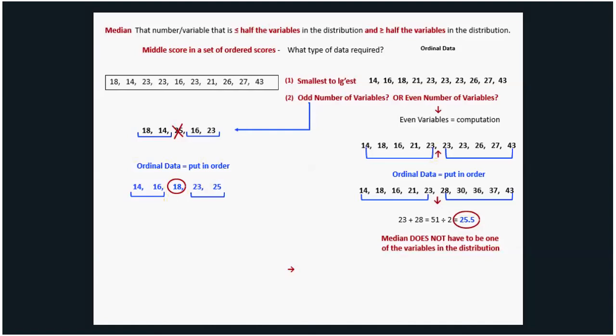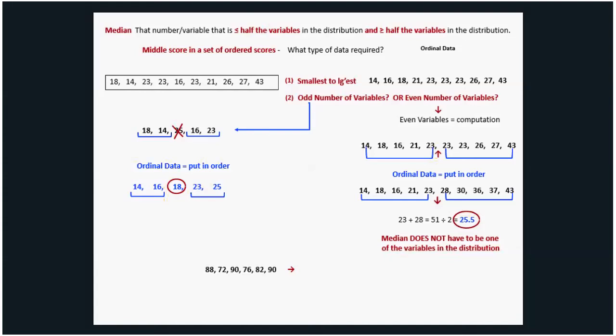But here, where it's going to fall between 23 and 28, we know that's not one of the variables. The mode has to be one of the variables in your distribution. The mean is not necessarily, and the median does not have to be one of the variables in your distribution. So let's look at this one again.